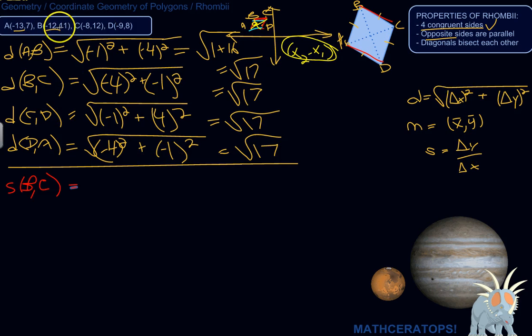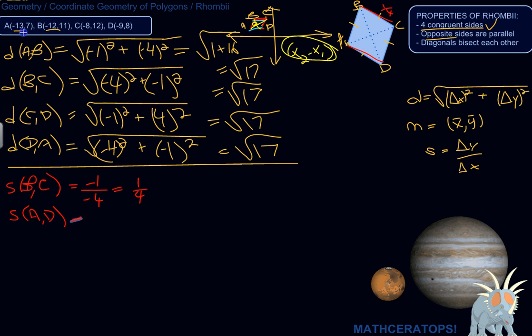So BC, the difference in the y would be 11 minus 12, which is negative 1. Difference in the x, negative 12 minus negative 8 is negative 4. So the slope there, the negatives would cancel out, would be 1 over 4. So if AD has that same slope, that'll be nice. Let's do that. So AD.